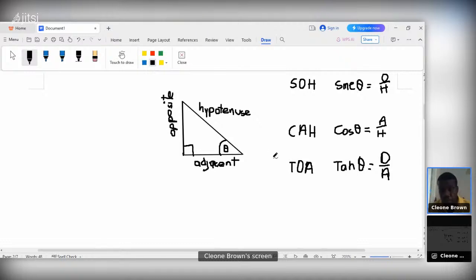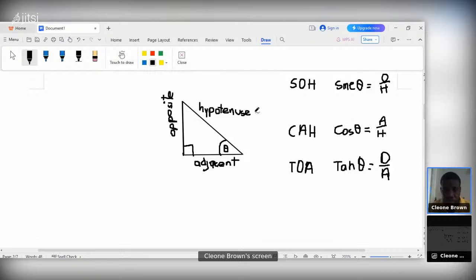Or if you have one of the sides, whether it's the adjacent or the hypotenuse, and the reference angle, then you can solve for a missing side. But you have to know when to use these ratios. There are three variables: you have the angle, the adjacent, and the hypotenuse. You must be finding something that is within these three parts of the equation.